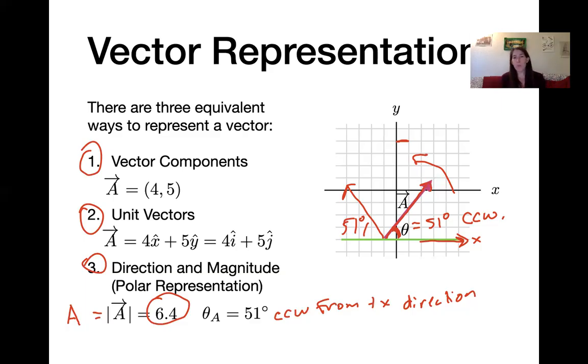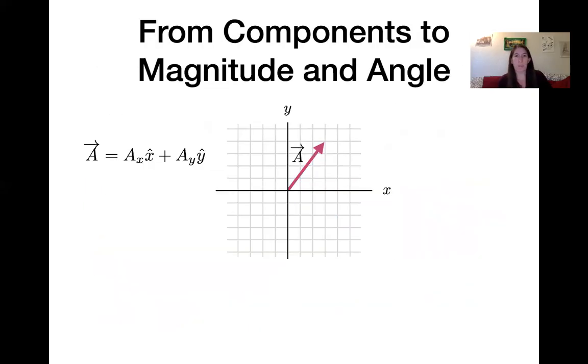So furthermore, what that tells us is there should be some way to relate these numbers to each other. If method 1, 2, and 3 are all giving all the information you need to describe this vector, then there should be some way to mathematically relate this 4 and this 5 to this length 6.4 and 51 degrees. And that's where trigonometry starts to come in.